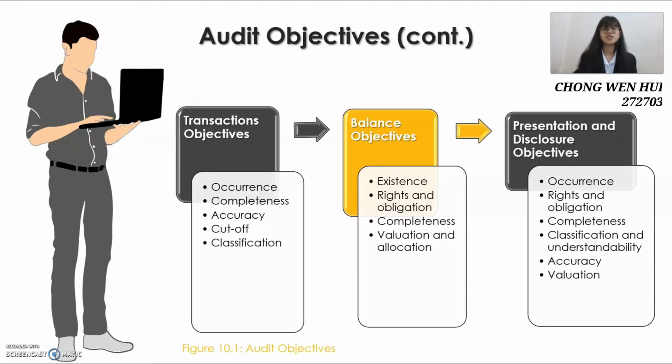And here are the 3 general audit objectives. They are the transaction objective, the balance objective, and the presentation and disclosure objective. For the transaction objective, occurrence, completeness, accuracy, cut-off and classification will be established. Whereas for the balance objective, existence, rights and obligations, completeness, valuation and allocation will be established by the company too. For the third general objective, presentation and disclosure, occurrence, rights and obligations, completeness, classification and understandability, accuracy and valuation will be set up too.